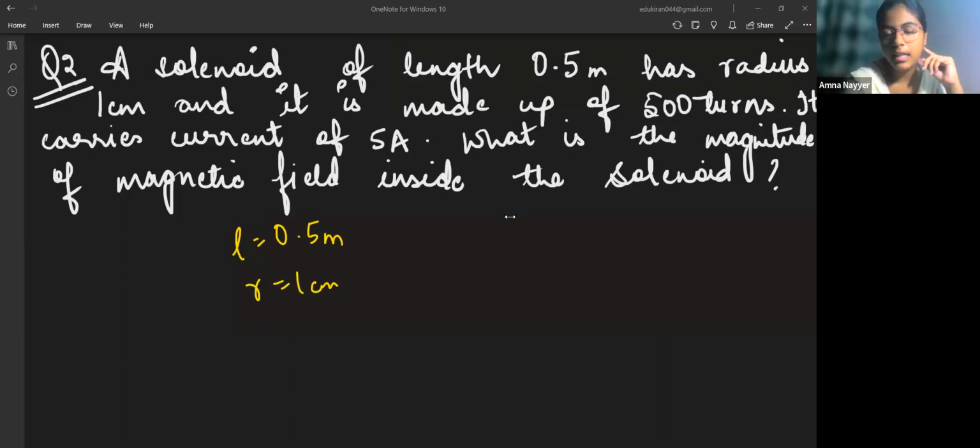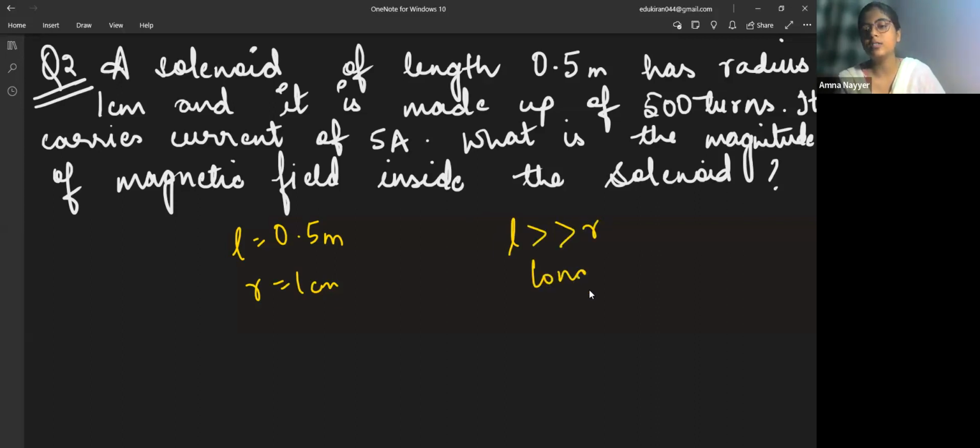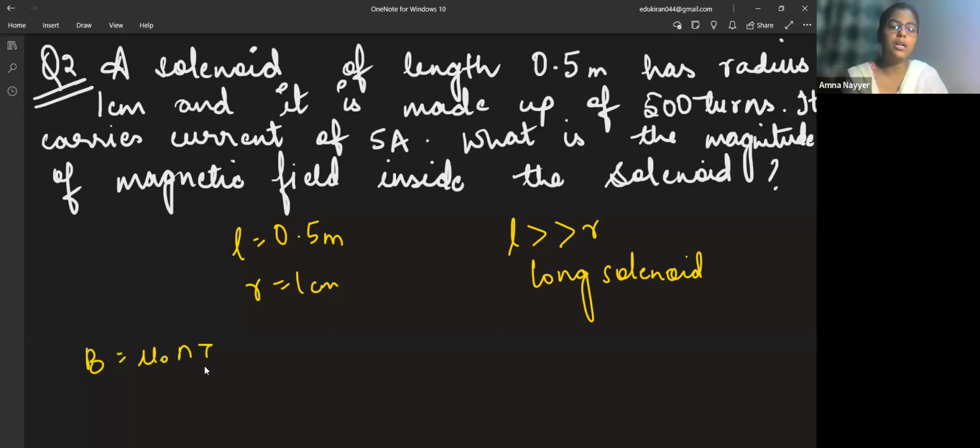Yes, Austin, is it a long solenoid? Yes, it is. Yes, Austin, it is a long solenoid. The reason is that the length is greater than the radius. See, the length is very much greater than the radius, so we can say it's a long solenoid. Once we know that it's a long solenoid, we can directly use the formula B is equal to mu naught n i. This formula is now applicable.